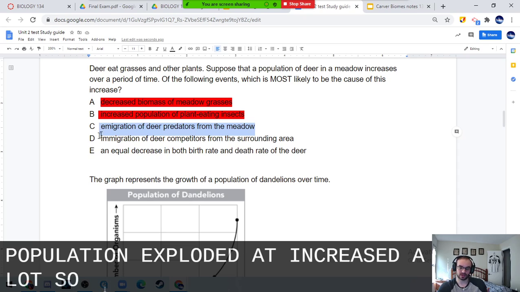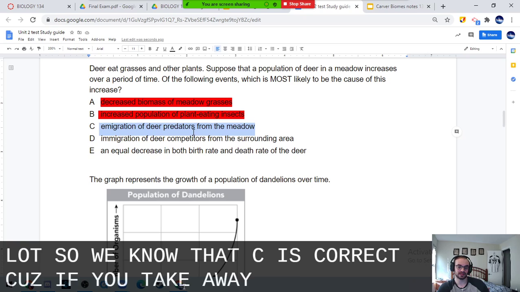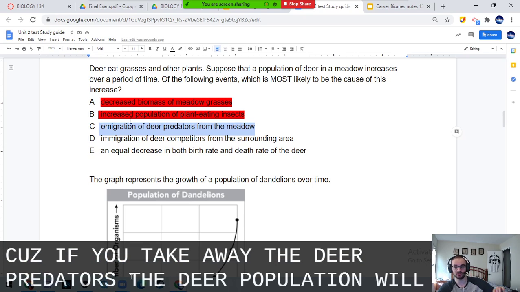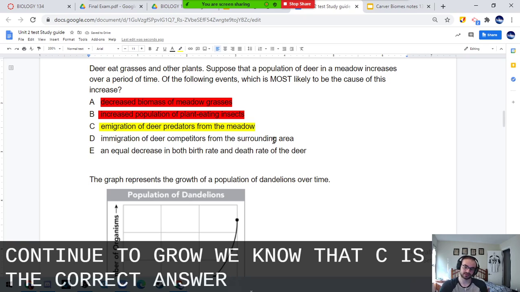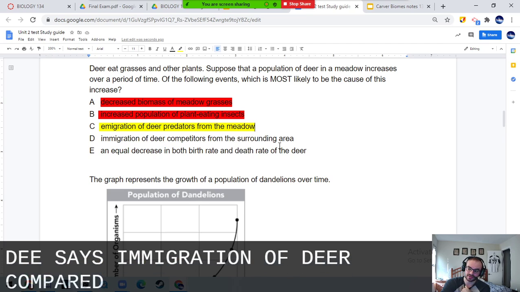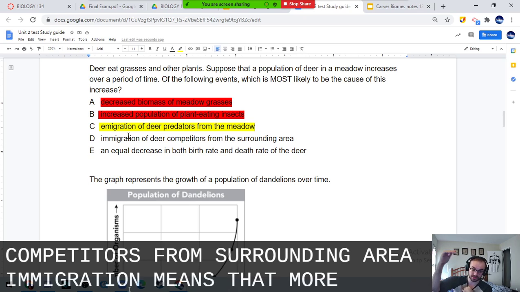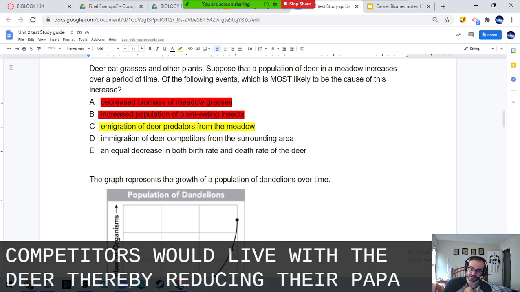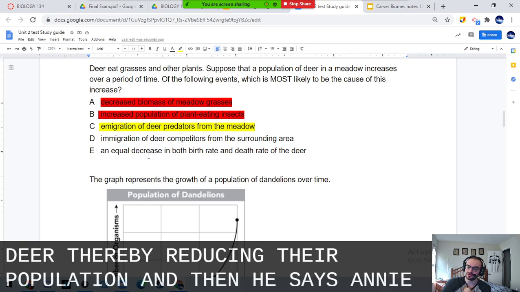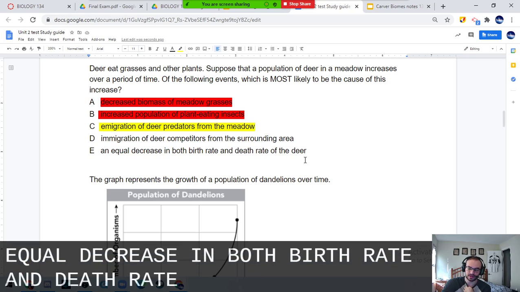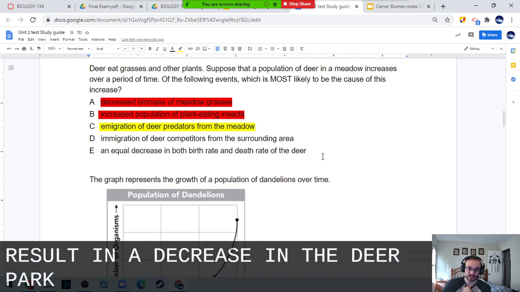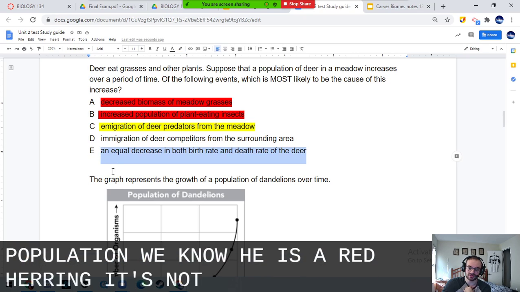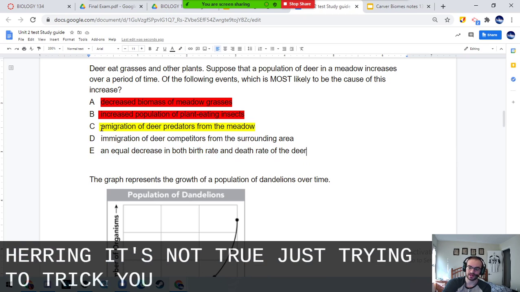So we know that C is correct, because if you take away the deer's predators, the deer population will continue to grow. We know that C is the correct answer. All right. D says immigration of deer competitors from surrounding area. Immigration means that more competitors would live with the deer, thereby reducing their population. And then E says an equal decrease in both birth rate and death rate of the deer. This would just result in a decrease in the deer population. We know E is a red herring. It's not true. It's trying to trick you. So the correct answer here is C.